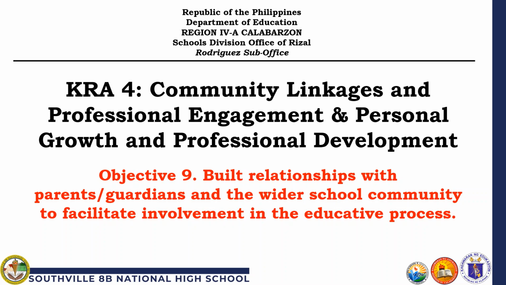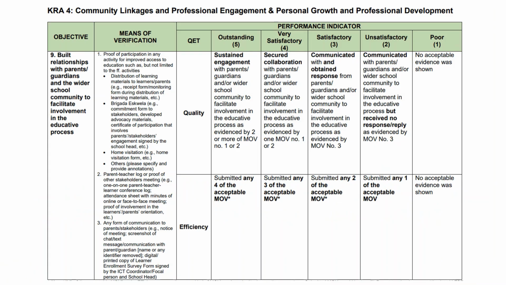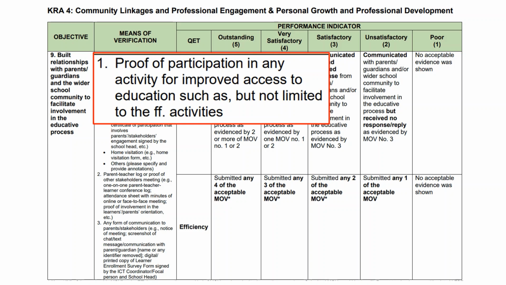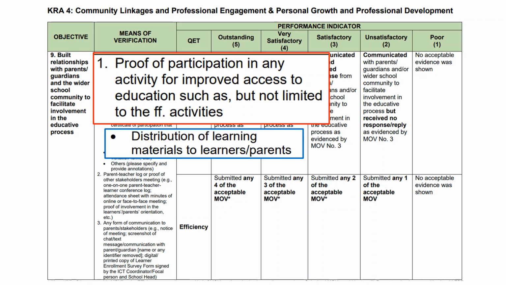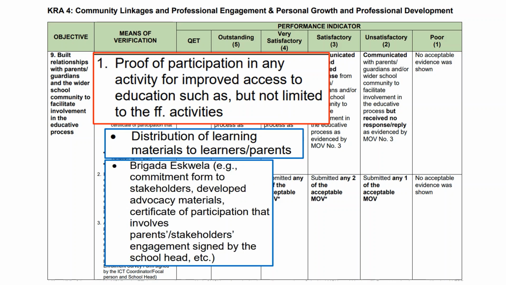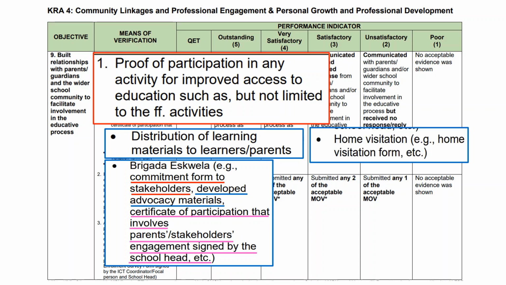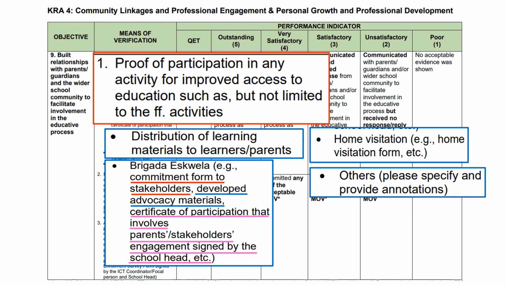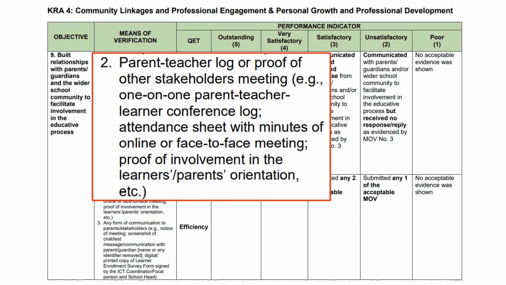KRA4, Objective 9. For this objective, you may show proof of participation in any activity for improved access to education, such as distribution of learning materials to learners or parents. Brigada Eskwela, for example, commitment form to stakeholders, developed advocacy materials, certificate of participation that involves parents or stakeholders' engagement signed by the school head. Home visitation. You may include others, specify it, and provide annotations. You may also use parent-teacher log or proof of other stakeholders meeting.